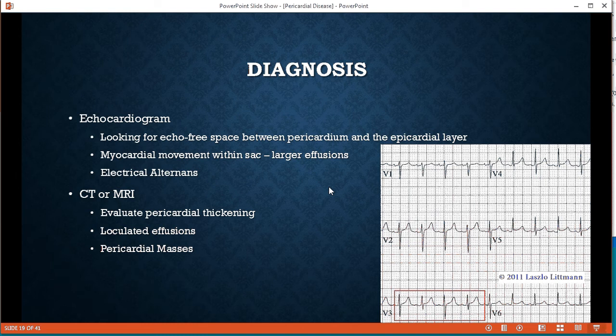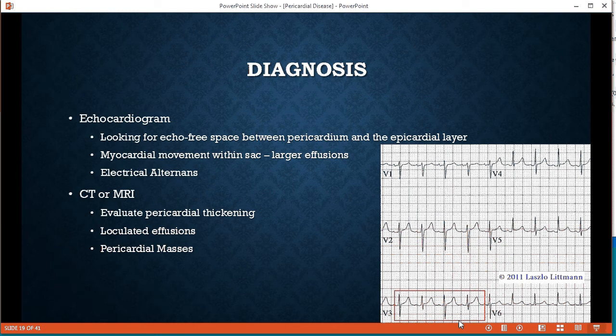Okay. You can see evidence of electrical alternans. This is probably more of an EKG finding, not an echocardiogram finding. If you look down here in the bottom right-hand corner, you have one EKG tracing where you have the normal QRS. The second one you have decreased voltage. The next one you have regular voltage, and the next one you have decreased voltage. This is again another sign that you may have somebody who has pericardial tamponade or pericardial effusion.